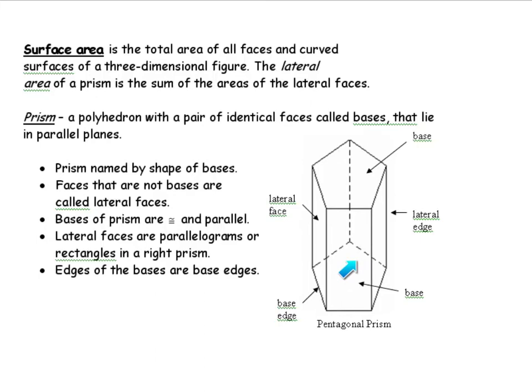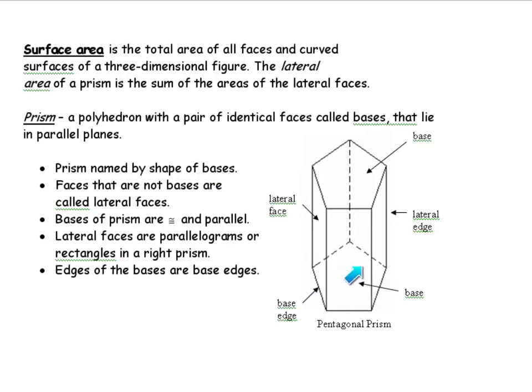Starting out basically with a prism. A prism is just a polyhedron, you guys know, with identical bases. Remember, those have to be polygons. So a prism is named by the shape of the base. In this case, it's a pentagonal prism. The faces that are not called the bases are called your lateral faces. These are the ones on the outside that connect your two bases together.